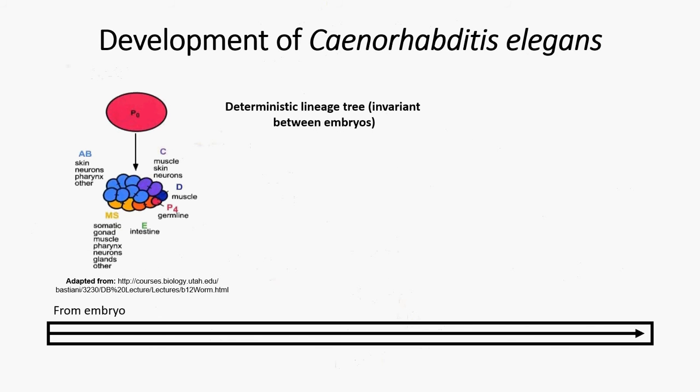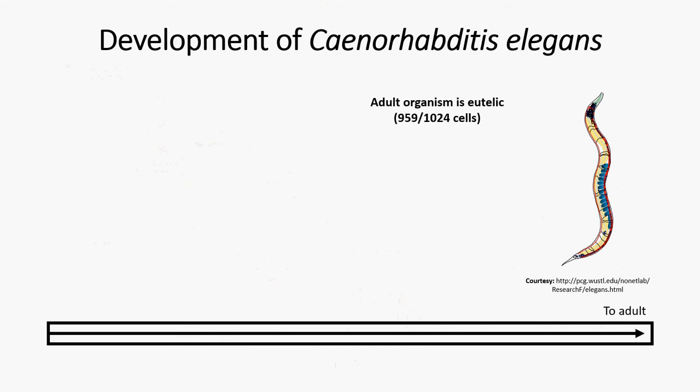The development of C. elegans, why are we interested in it? Because it's a deterministic system. It produces a deterministic lineage tree, which is invariant between embryos. So we go from embryo all the way to adulthood. And in between, we look at the cells and how they differentiate from single developmental cells into whole tissues. And so the adult organism is eutelic, has a fixed number of cells in each worm. So we can actually trace, theoretically, every cell in the worm from its inception in the embryo to the adult form.